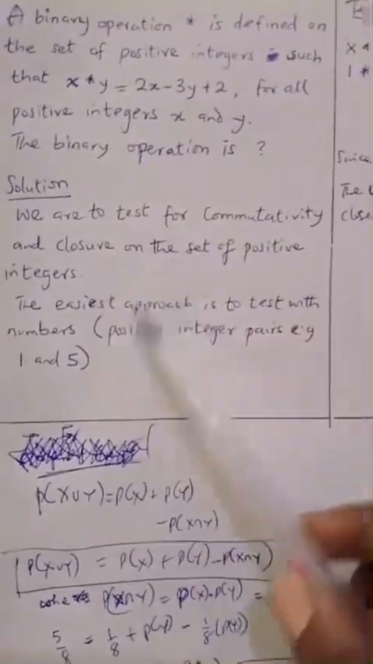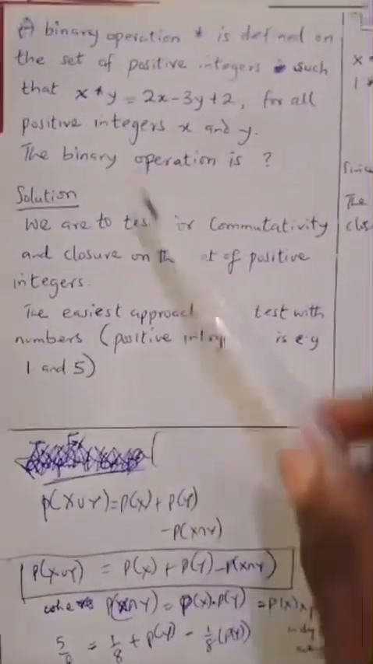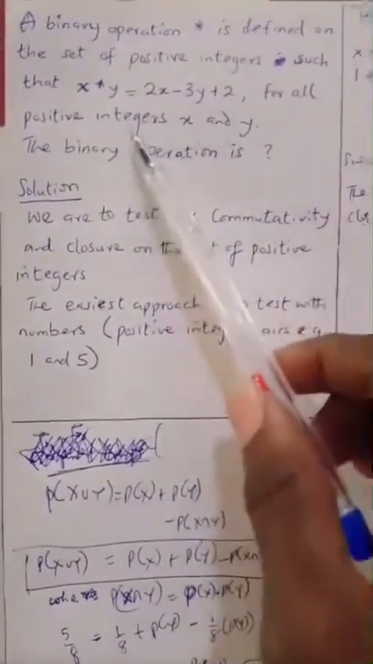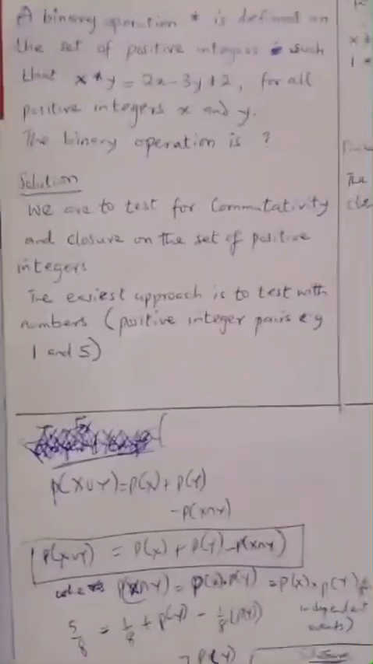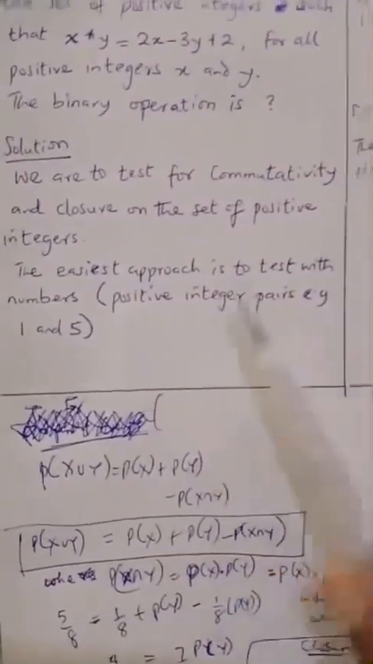So the easiest approach is to test with numbers. So you look for the positive integers because that's the set we are testing for. Positive integers, set of positive integers. And those are numbers greater than 0, sorry, your normal counting numbers. So you just take a pair, for instance, 1 and 5.